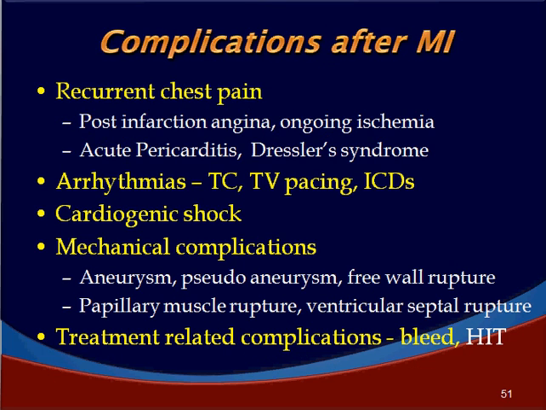So we have seen this in the previous slide in the diagrammatic form. Here they are listed: recurrent chest pain, post-infarction angina, ongoing ischemia, acute pericarditis, Dressler's syndrome, and then arrhythmias, that is transcutaneous pacing, transvenous pacing may be needed, or intracardiac devices may be required. Cardiogenic shock is a special entity to be discussed. Mechanical complications like aneurysm, pseudoaneurysm, free wall rupture, papillary muscle rupture, ventricular septal rupture, and VSD. Treatment related complications like bleeding and heparin-induced thrombocytopenia, also known as HIT.